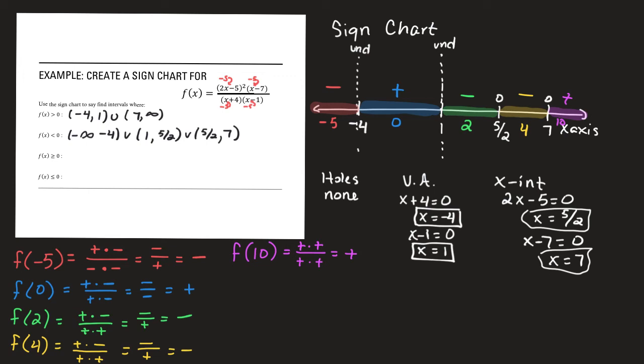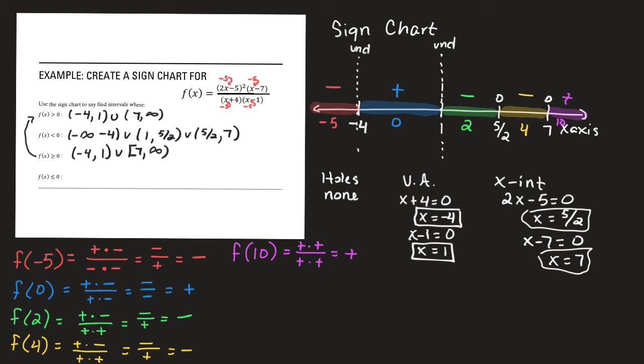And then when it is greater than or equal to 0, it's going to be the same as when it is greater than 0, but now we're going to include the values when it equals 0. Important to understand, we'll never include the undefined values. So -4 is undefined, so we're not going to include that value. 1 is undefined, so I'm still going to use a parenthesis to not include that value. But at 7, the function's value is 0, so I'm going to use a bracket to include 7 to infinity.